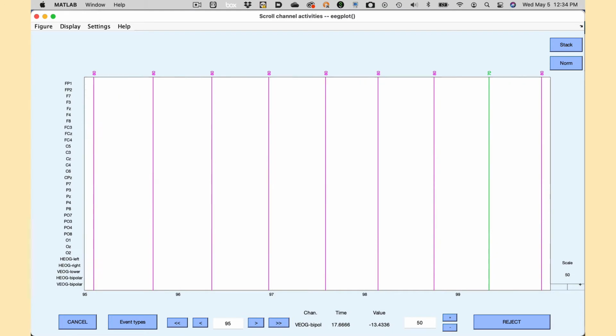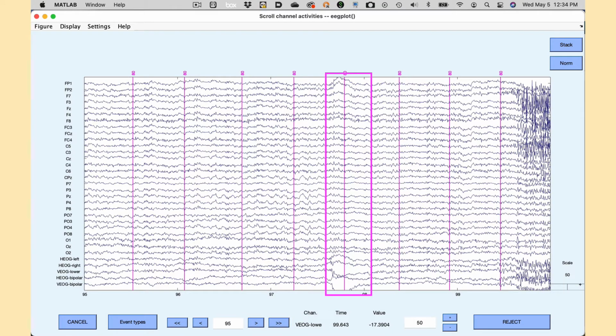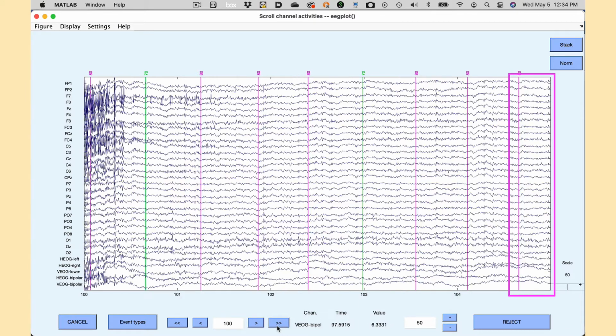If we scroll a little further, we can see an eye blink just before 98 seconds. And here's a big muscle burst a couple seconds later. But this is still beautiful EEG.